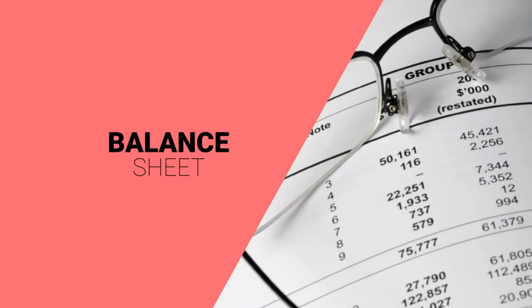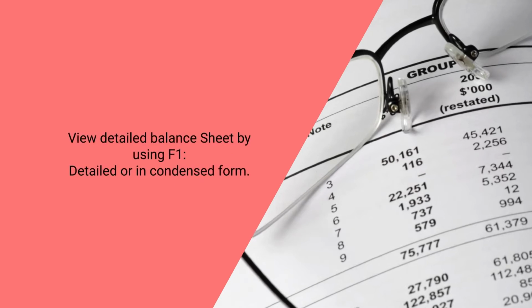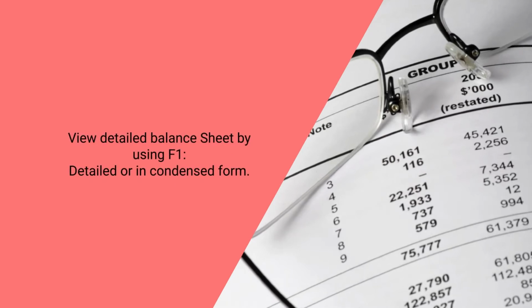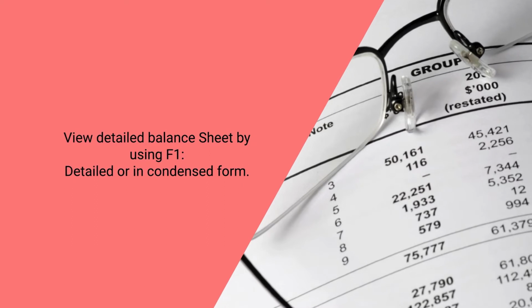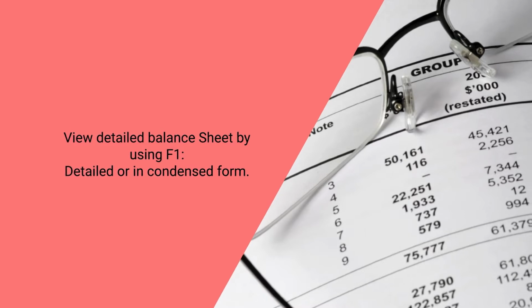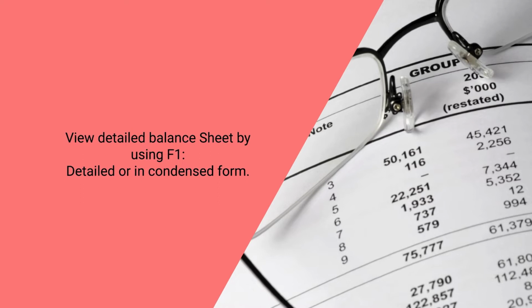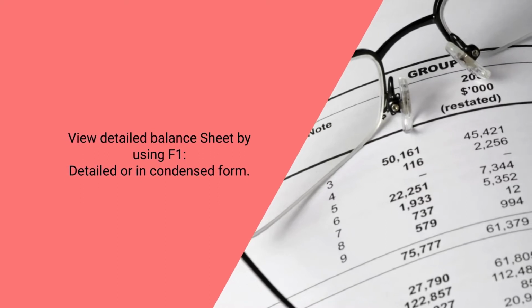Now if you look towards the right side on the vertical bar, there is F1 Condensed. If you click on this, you will get the balance sheet in a condensed form. When you get the balance sheet in the condensed form, F1 will display Detailed. It means if you click it, the detailed balance sheet will be available. You can see as per your need whether you want a detailed balance sheet or a condensed form of balance sheet.